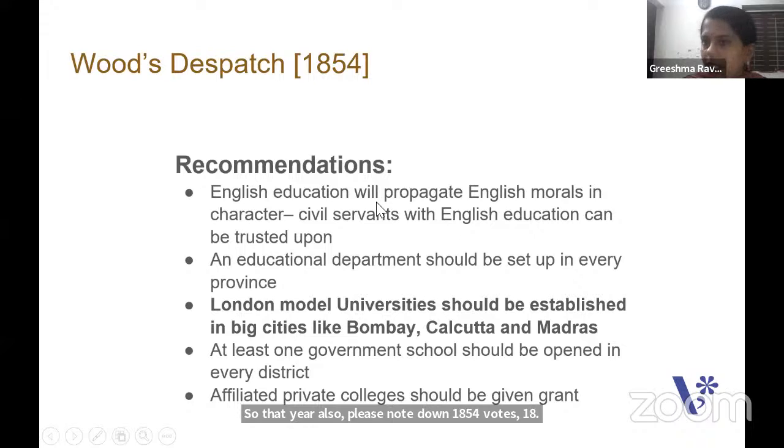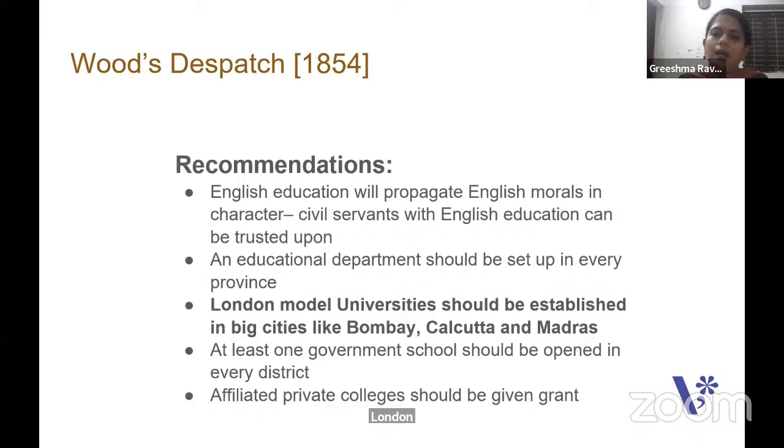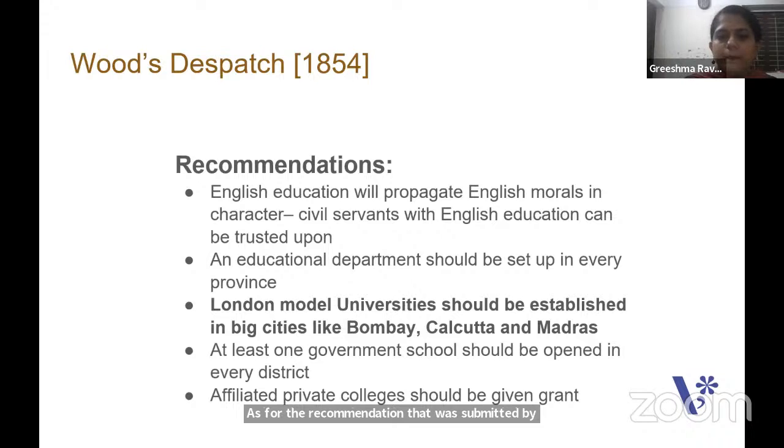So based on the recommendations of Wood's Dispatch, London Model University, this was a question that was asked last time. They recommended that London Model University should be established. So at which cities did they demand that? Bombay, Calcutta, and Madras. So in 1857, University of Bombay, Calcutta, and Madras came into being as per the recommendation that was submitted by Sir Charles Wood. Okay.